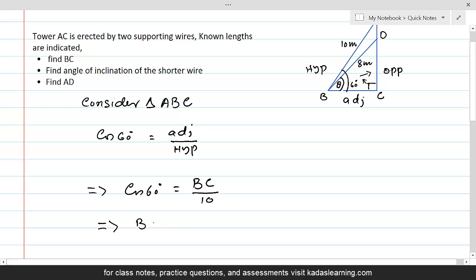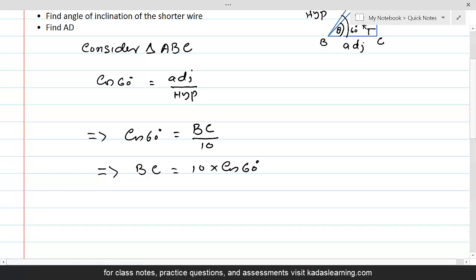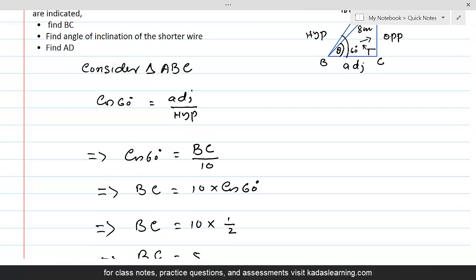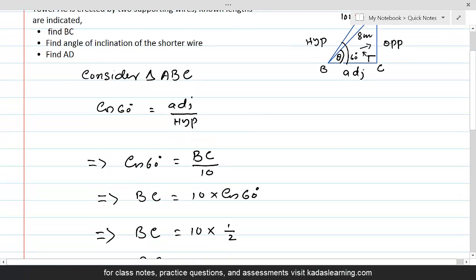BC is equal to 10 times cos 60 degree, and 10 times cos 60 degree is equal to 10 times 1 by 2. So the answer would be 5 for the value of BC. This is the distance between the peg with which both the wires are tied up and the foot of the tower. So that was the first part to be answered.